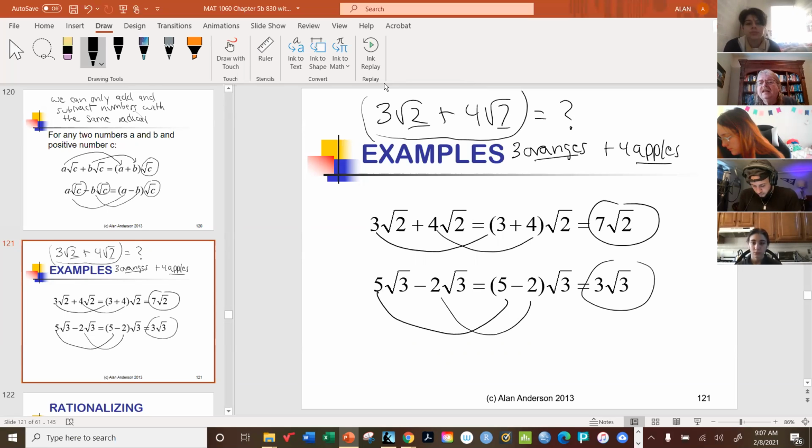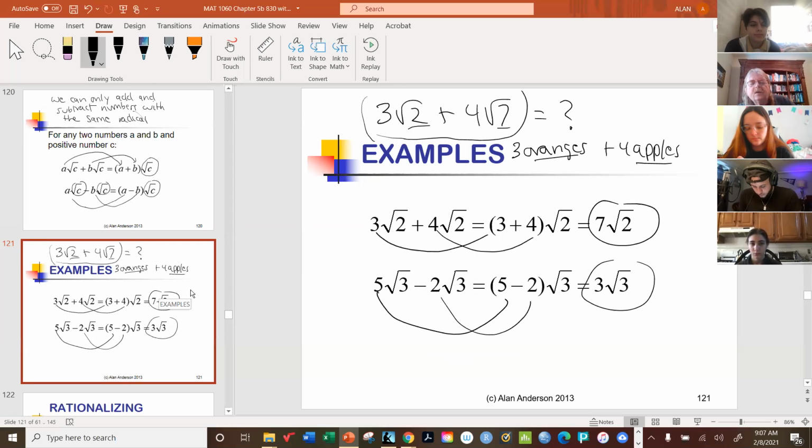Okay. But I think that makes sense to everyone. Intuitively, it should be clear why we cannot simply add those together, because they're not the same object. It's like 3 apples and 4 oranges. You can't add them together. It would be different if there were 3 oranges and 4 oranges, but that's not the case.